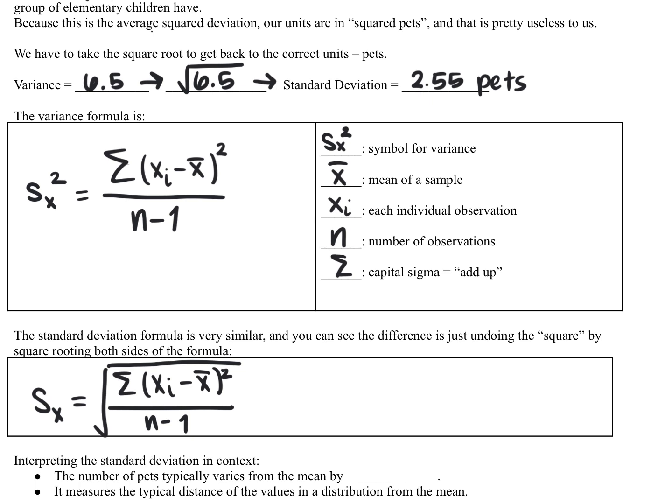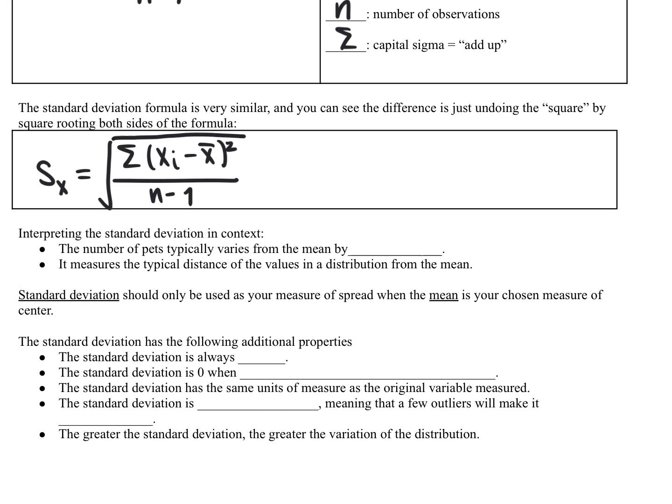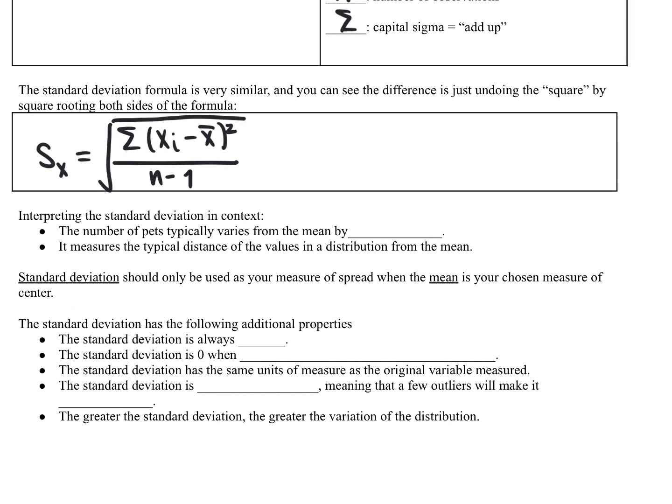Again, you do not have to memorize this as long as you know the steps associated with calculating variance and standard deviation. So a couple things about standard deviation. If I'm going to interpret the standard deviation in context, which is a very important piece about standard deviation, is being able to interpret that in the context of your situation. I would say the number of pets typically varies from the mean by 2.55 pets. So I want to have my units.